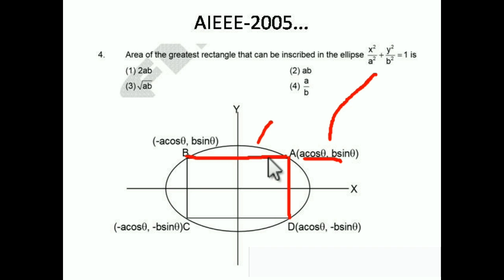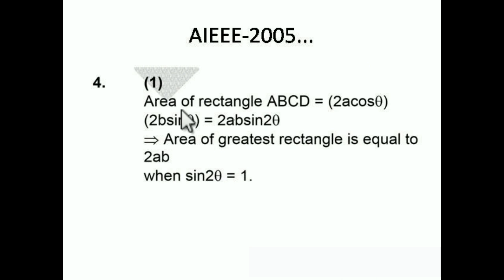Now the area is length into width, so just multiply these and you will get the answer. Area of the rectangle ABCD is equal to 2a cos theta into 2b sin theta. That means 2ab into 2 cos theta sin theta, that means sin 2 theta. So we have the area, that is 2ab sin 2 theta.